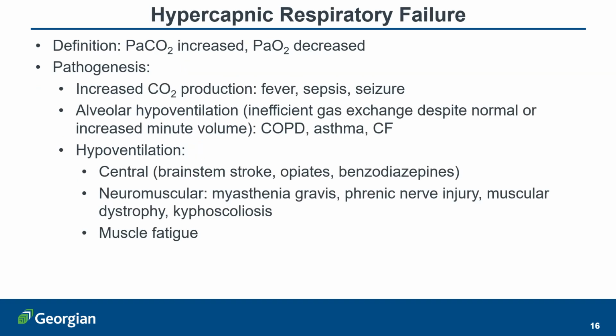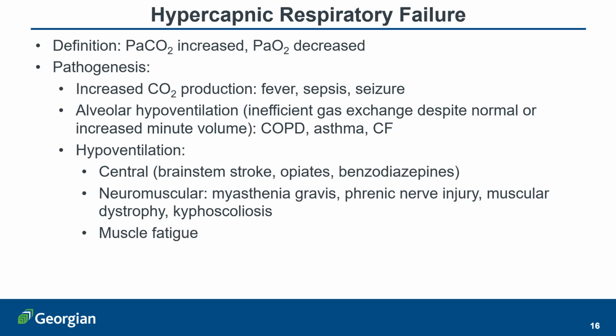What about hypocapnic respiratory failure, where you have a buildup of CO2 in the arterial blood supply, and hence PCO2 is increased? PaO2 is normally decreased because, as we know, when CO2 builds up, your breathing rate increases, and consequently, your PaO2 is also decreased as well. In that particular case, what is the pathogenesis of hypocapnic respiratory failure?